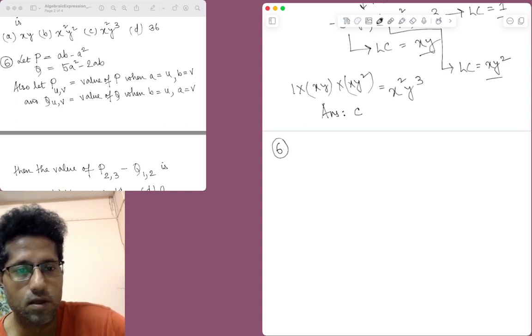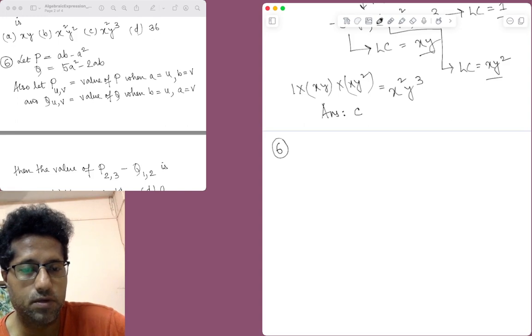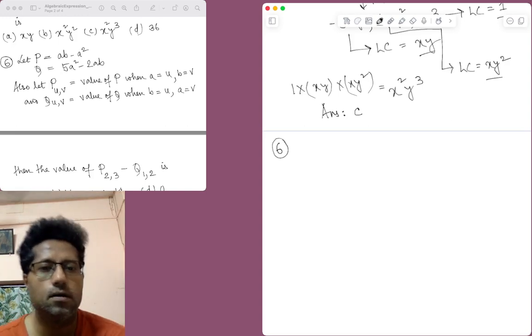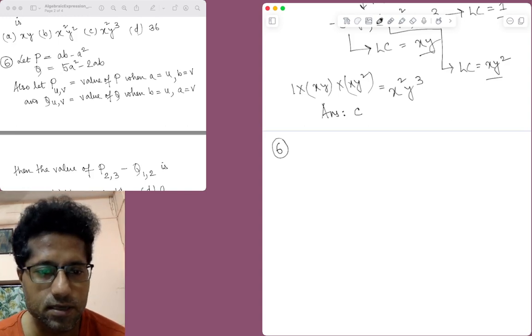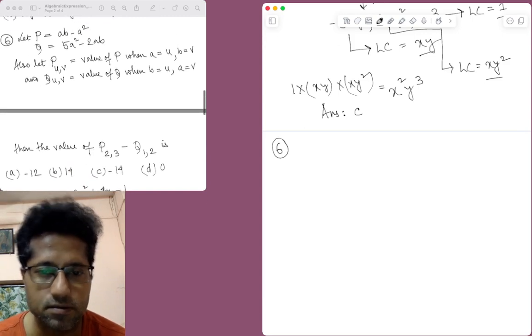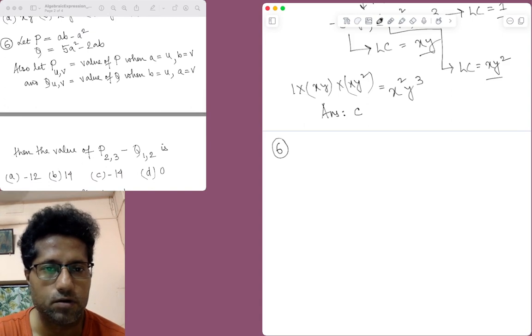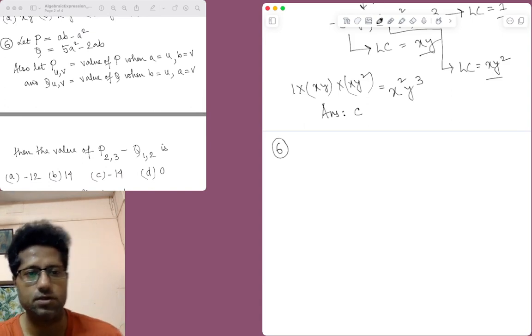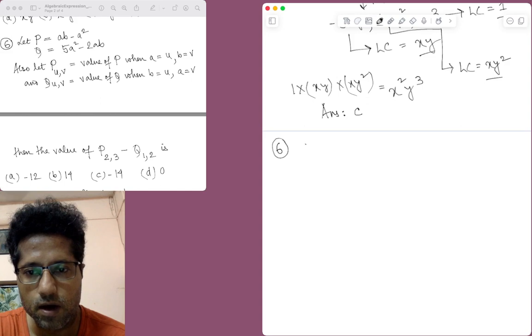Similarly, q(u, v) is the value of the expression q when you substitute the value u for b and the value v for a. Okay, these are the notations. Now it is asking for the value of p(2, 3) minus q(1, 2).